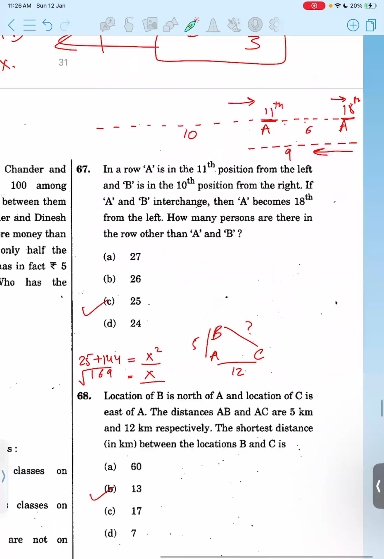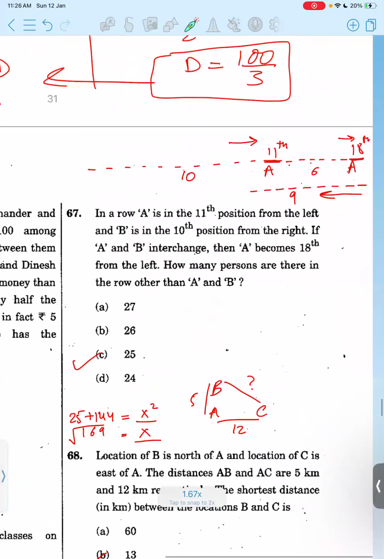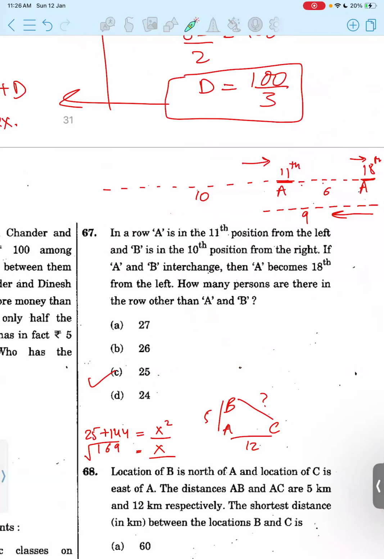Okay. Here we have again a simple data given. In a row, A is in the 11th position from left, B is 10th from right. You can just simply write like this, and if A and B are interchanged, then A becomes 18th. So earlier A was at 11th. Now if that got interchanged, A would be at 18. So we get the difference between these two positions would be 6. And how many persons are there in the row other than A and B? It should be 25.